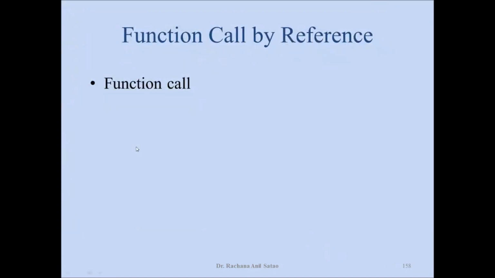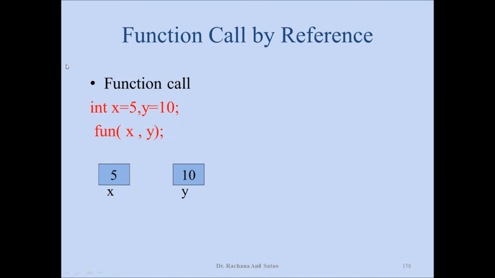Now let us see what a function call by reference is. We will take the same example which we have seen previously. Here we have integer x equal to 5, y equal to 10, and I am calling a function. By declaration of x and y, I have reserved two memory locations, to which I have copied two values. For x it is 5 and for y it is 10.